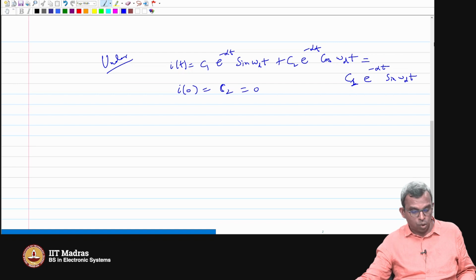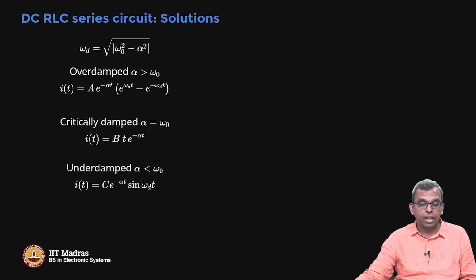Here I want to point out 3 different types of solutions. The overdamped case is a purely exponential fall, a difference of 2 exponentials, but sort of an exponential fall. The critically damped case is t times e power minus alpha t. It's nice, omega d just disappears. Finally, the underdamped case has sinusoidal oscillations multiplying e power minus alpha t.